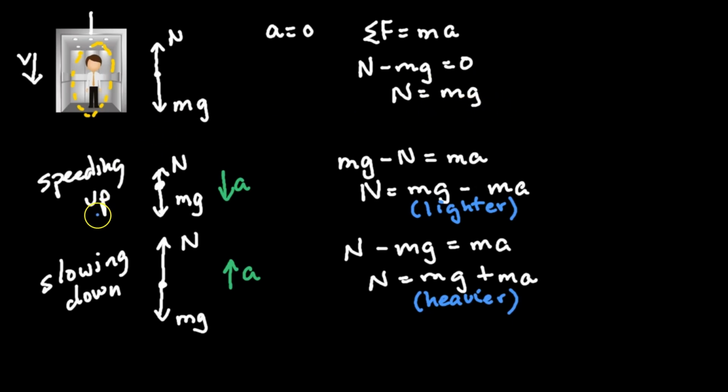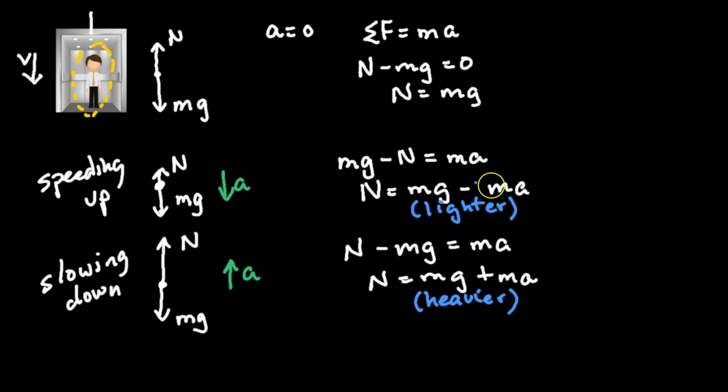Now, if we are speeding up on the way down, we have an unbalanced force. Our acceleration is downwards, and using Newton's second law, we have the equation mg minus n equals ma. I'm making down positive, and once again, you can define up or down positive, but I'm going to define down positive because that's the direction of my acceleration. Next, I'm going to isolate n. I'm going to add n on both sides, then subtract ma on both sides, and we get that the normal force equals mg minus ma.